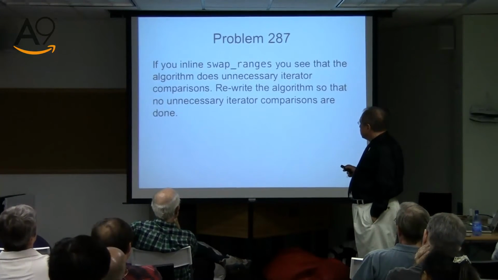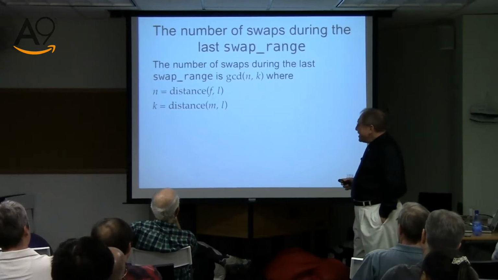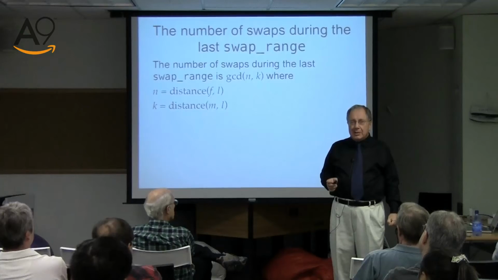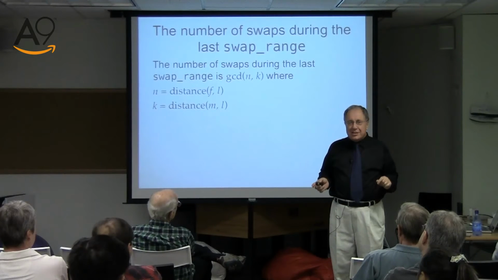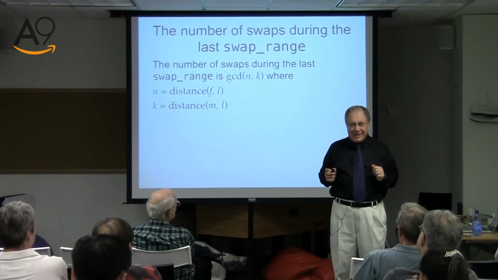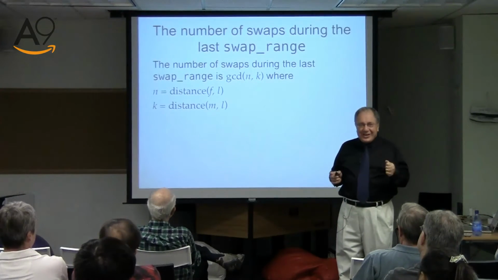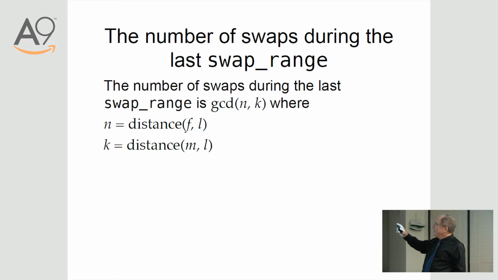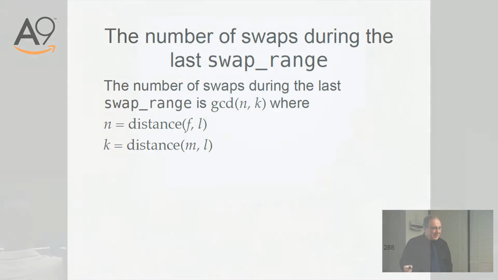So how many operations do we do? Well, every swap which we do puts one element in its final position, except for the last swap ranges, where two elements are put in the final position. So how many swaps do we need? Well, I'm going slow. So the number of swaps during the last swap range is GCD, right?